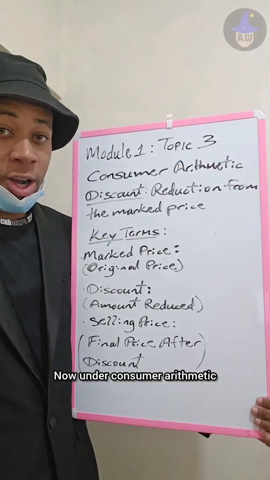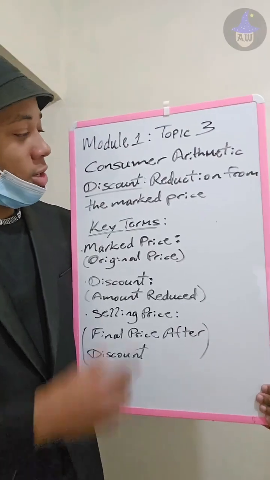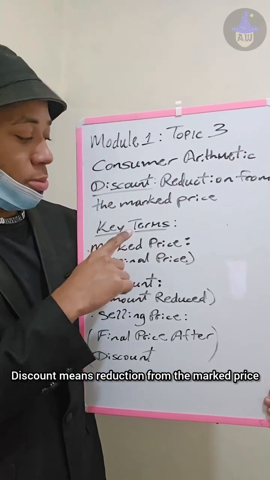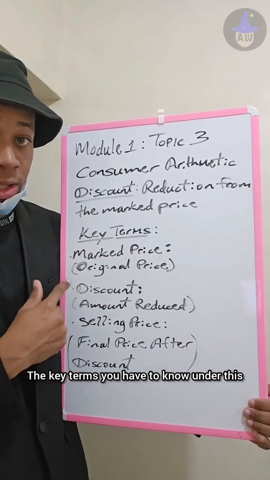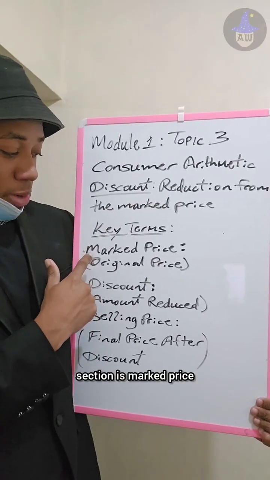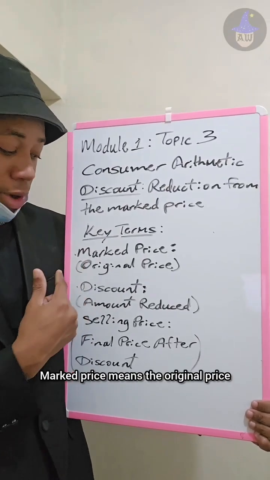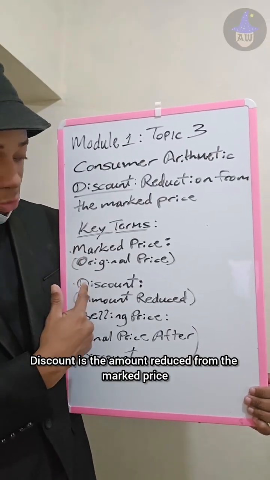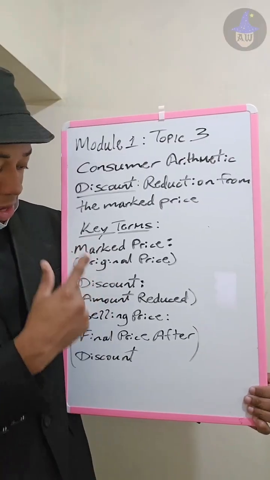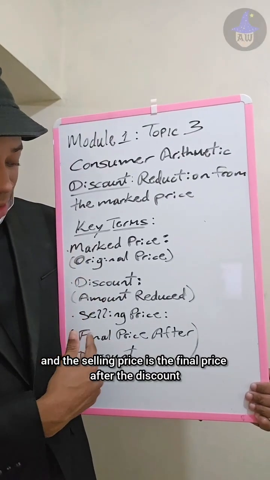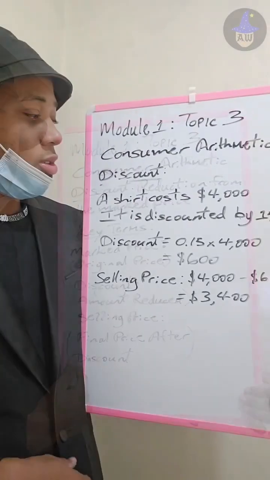Now under consumer arithmetic, we've reached discount. Discount means reduction from the marked price. The key terms you have to know under this section are marked price, which means the original price; discount, which is the amount reduced from the marked price; and the selling price, which is the final price after the discount.